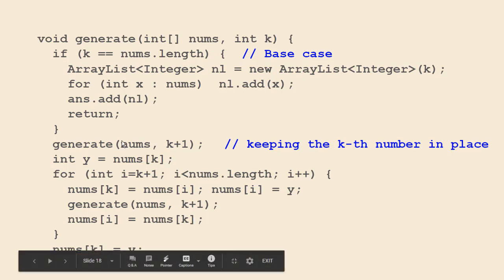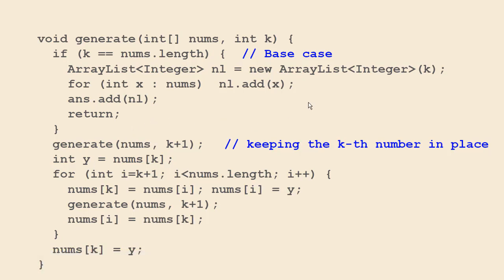Now the rest of the function is considering the general case. We first consider the case where we keep the k-th number in place, so we don't change the k-th number. Then we simply recursively call with k plus 1. After that, we consider all numbers after the k-th number, switch each with the k-th number, and then do the recursive call.